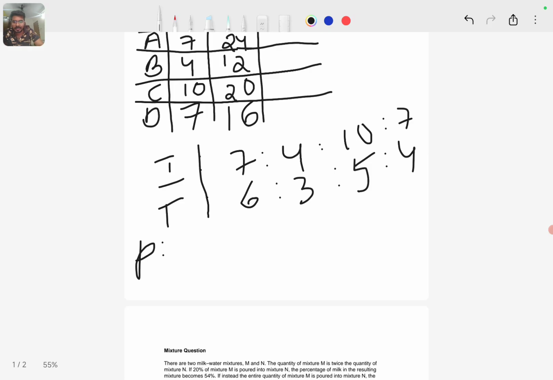Then we can get the data of profit: 42, 12, 50, 28. Okay, why am I directly multiplying the two different ratios?